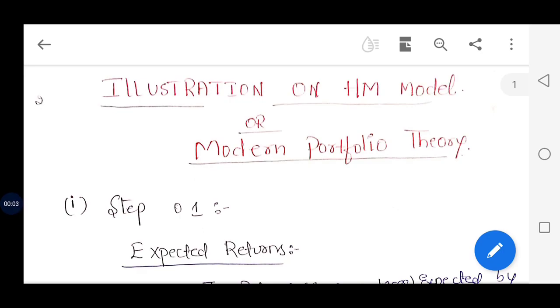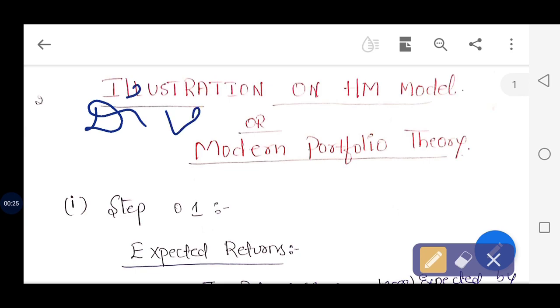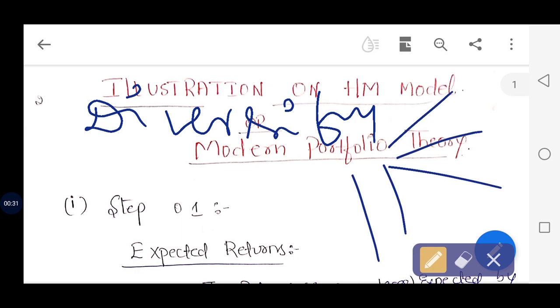Very good evening, everyone. In the last lecture, we discussed the theory of modern portfolio theory, that is the Harry Markowitz model. Harry gave three concepts in his modern portfolio theory. One was that he told us to diversify our amount. So he told us to invest all our amount into different types of activities. So that was the first point he told.